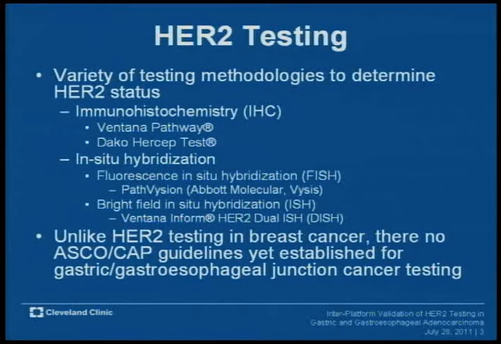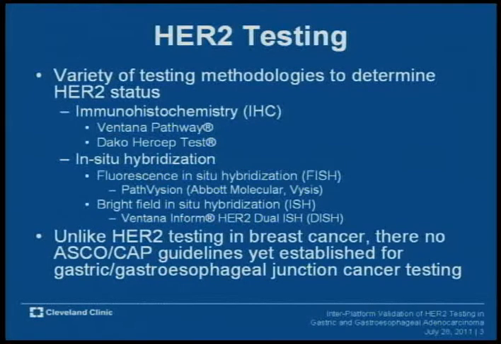There are many different ways to determine HER2 status, amplification, and overexpression, and this includes what I just talked about, IHC and in situ hybridization. For IHC, the two different types that we used in my study were Ventana Pathway and Dako HercepTest. For in situ hybridization, we use FISH and DISH, also known as PathVision or Ventana INFORM, which is the dual in situ hybridization method.